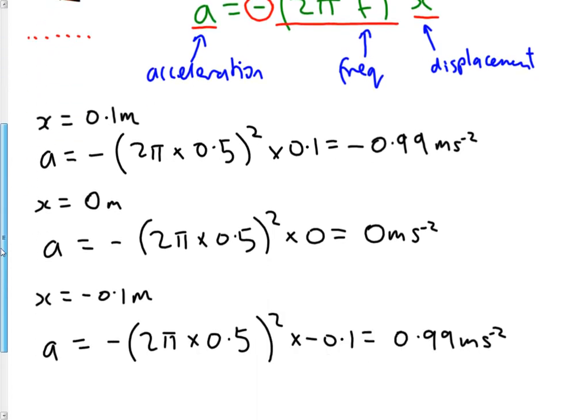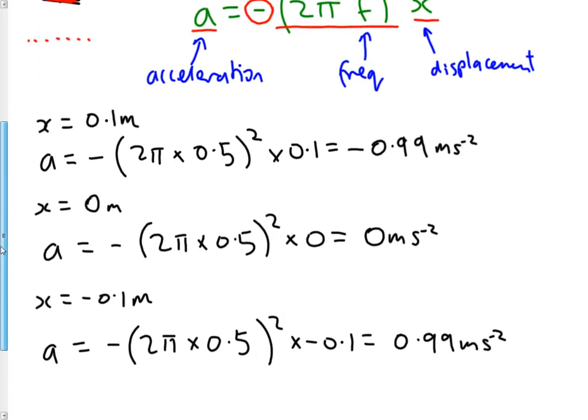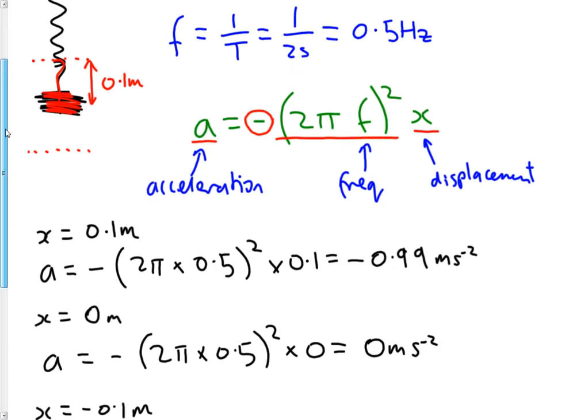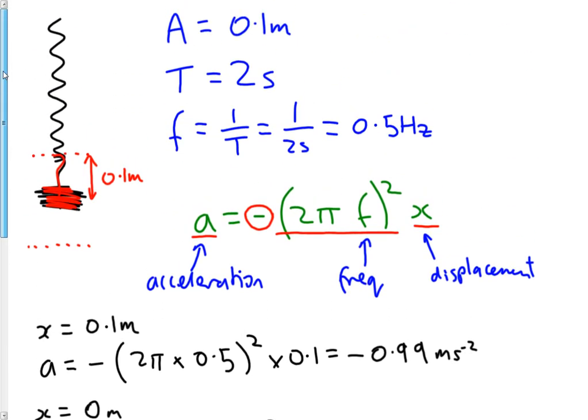Okay, so this is just plugging in numbers and getting expected values. Obviously, it doesn't have to be at some nice part of the motion. It could be at something like x is 0.08 meters. What's the acceleration? Well, plug it in, and you'll find the answer. It's as simple as that. This formula is not particularly hard to get to grips with.